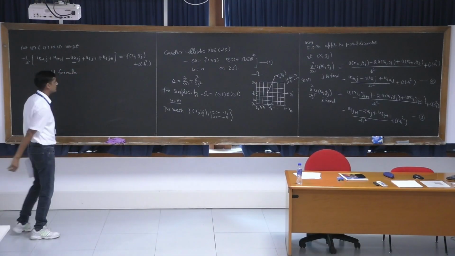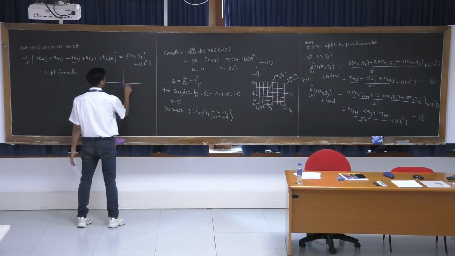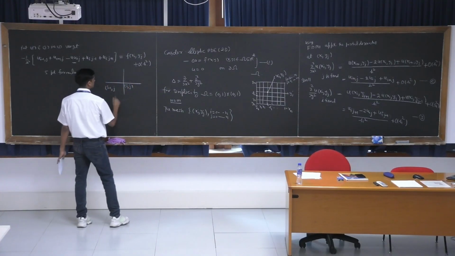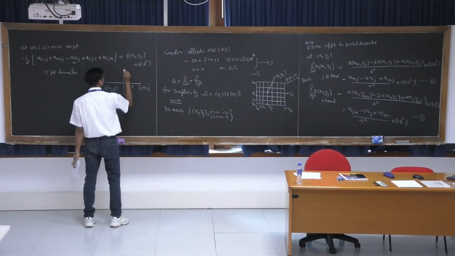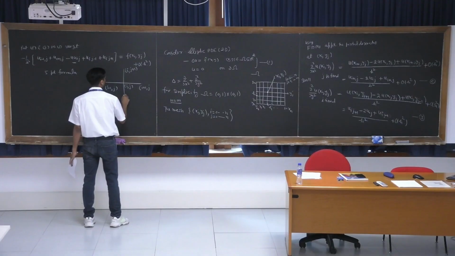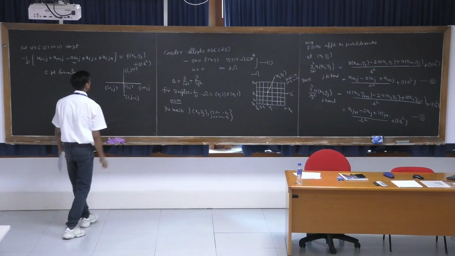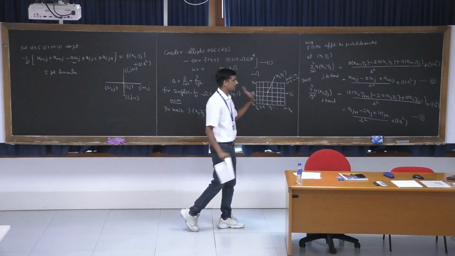This is called the 5-point formula. How does this work? This will work like this. Suppose this point is i j, this is i minus 1 j, this is i plus 1 j, this is i j plus 1, and this point is i j minus 1. So this is called the 5-point formula for solving the elliptic PDE of second order by using the finite difference method.